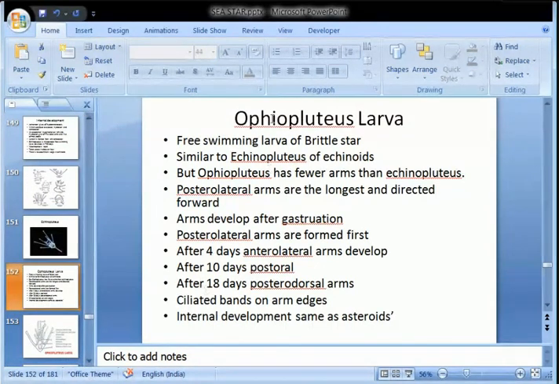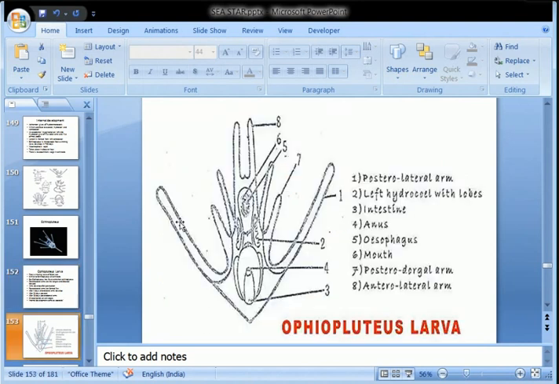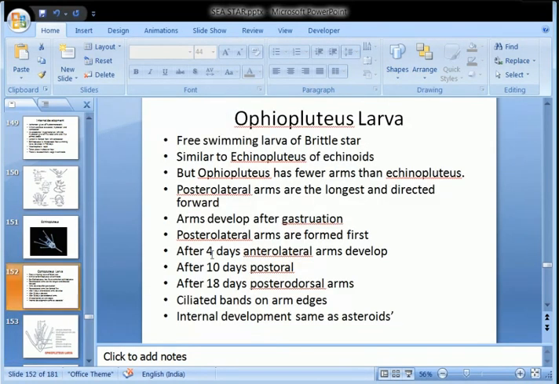Okay? So Ophiopluteus is of brittle star. This is a free swimming larva of brittle star, and it is similar to echinopluteus of echinoids. But Ophiopluteus has fewer arms compared to the echinopluteus. The posterolateral arms are the longest and they are directed forward. Here we are talking about these arms; these are the longest ones and they are directed forward.